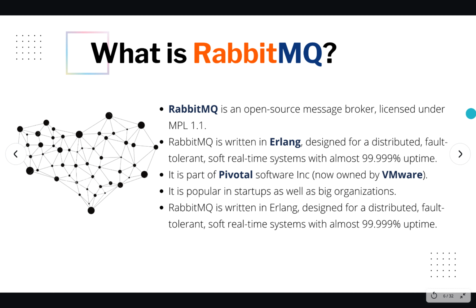So what exactly is RabbitMQ? RabbitMQ is an open source message broker. It is licensed under the Mozilla Public License. It was originally developed by Pivotal Software Inc., which is now a part of VMware. RabbitMQ is written in the Erlang language, which is designed for distributed, fault-tolerant, and soft real-time systems. RabbitMQ is quite popular, specifically in microservices architecture. It has several advanced features which we will look into a little later.